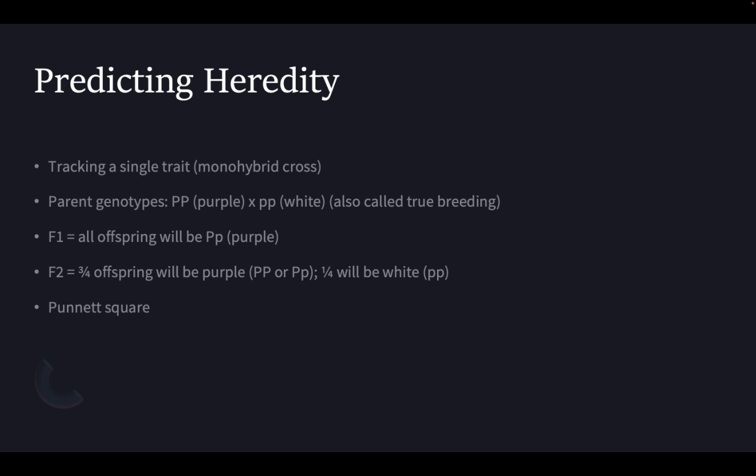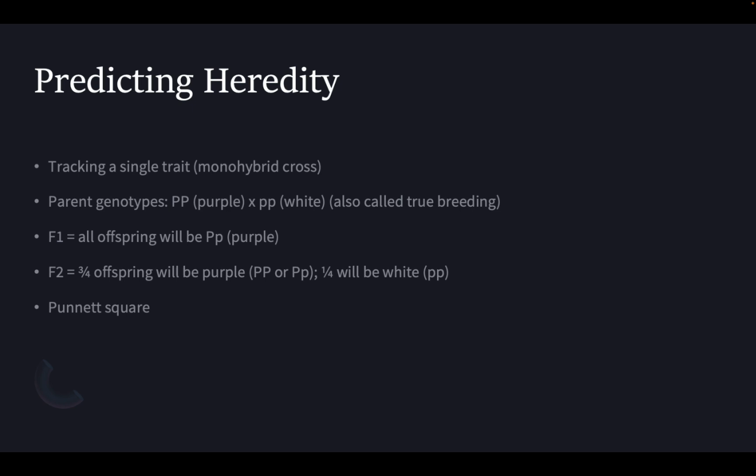The easiest way to do this is to start with what we call a true breeding set of parents. And by that we mean that one of the parents is homozygous dominant for the purple allele. Both copies of the gene are the purple allele. And one parent that is homozygous recessive. Both copies of the allele are the recessive allele. And so you cross that generation. They call it the parental generation.